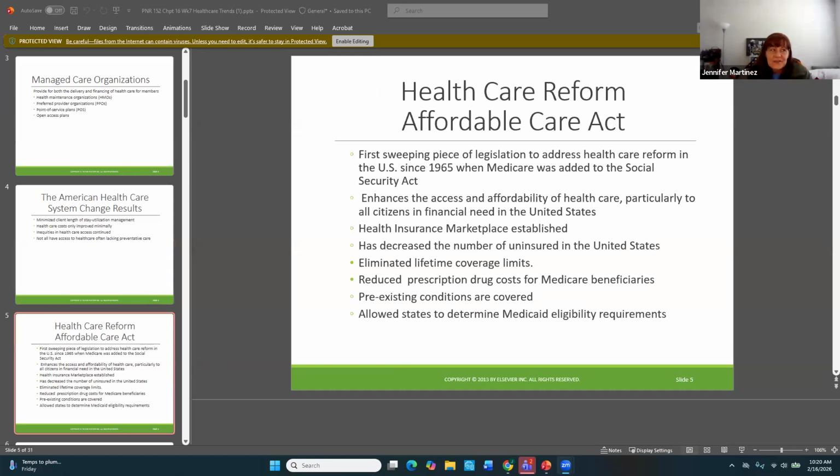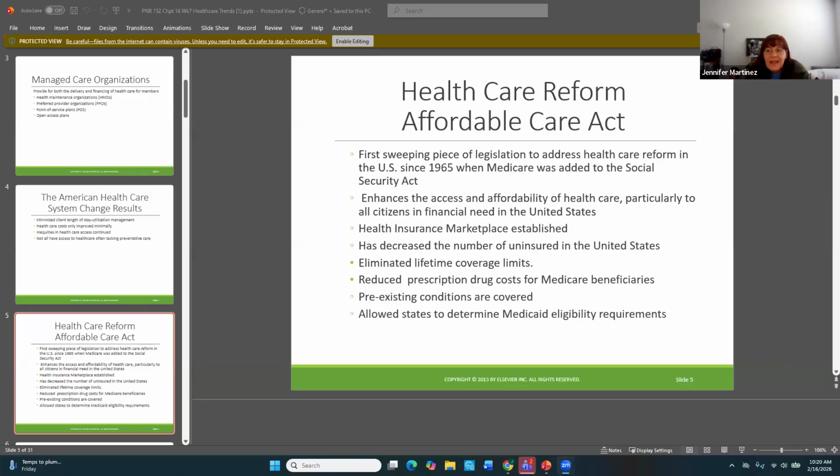So then in 2010, we had the Affordable Care Act, that was signed by President Obama. It was the first wide sweeping piece of legislation to address healthcare reform since 1965, when Medicare was added to the Social Security Act. It was designed to enhance access and affordability of healthcare, especially to those in financial need in the United States.